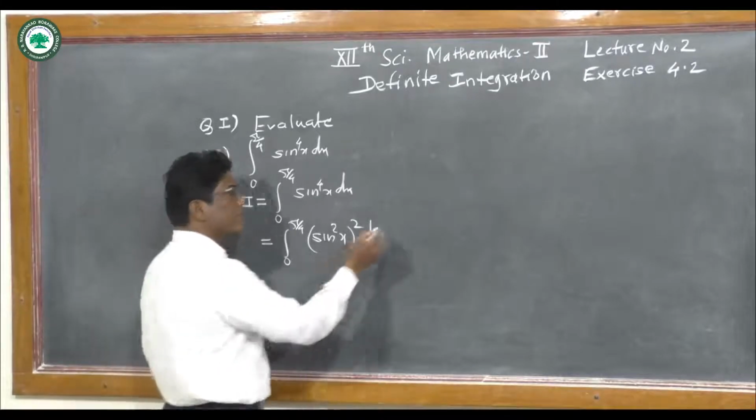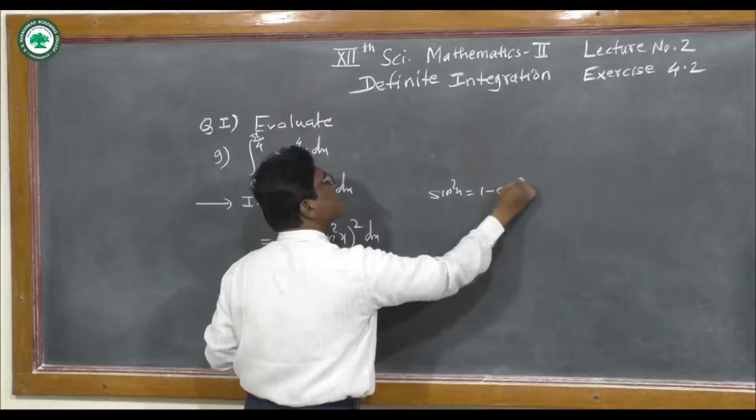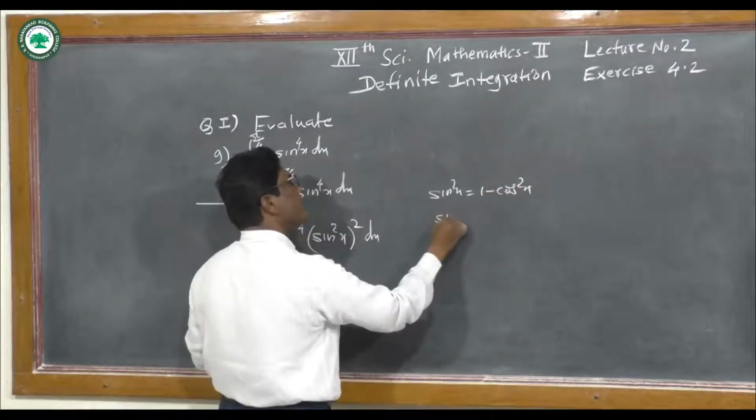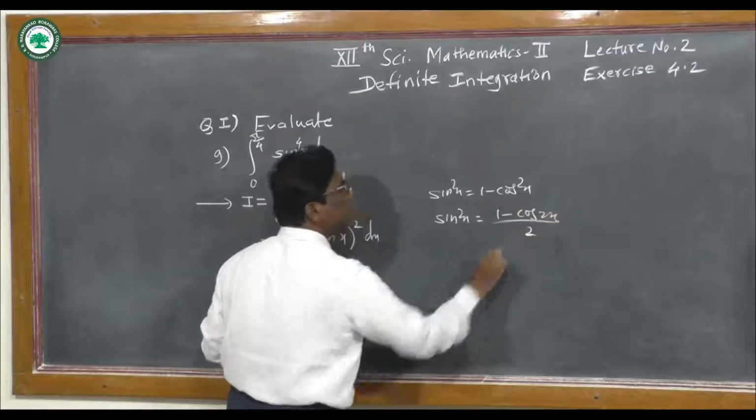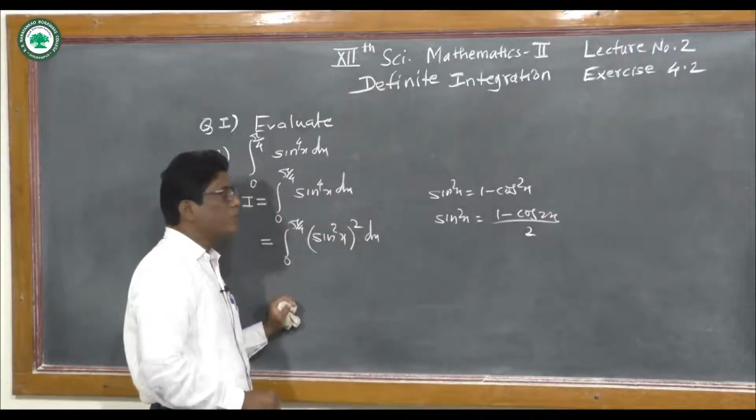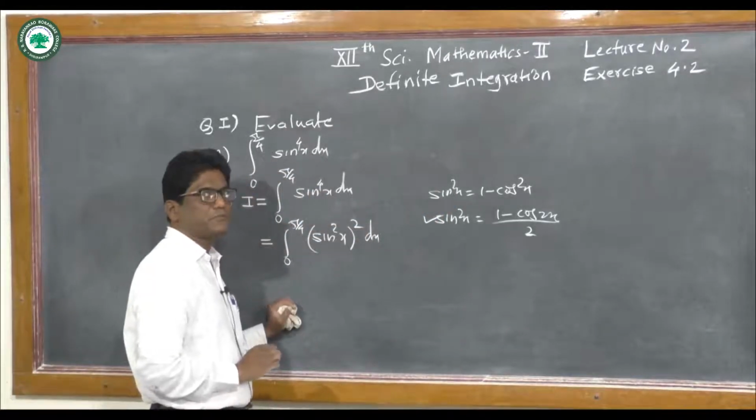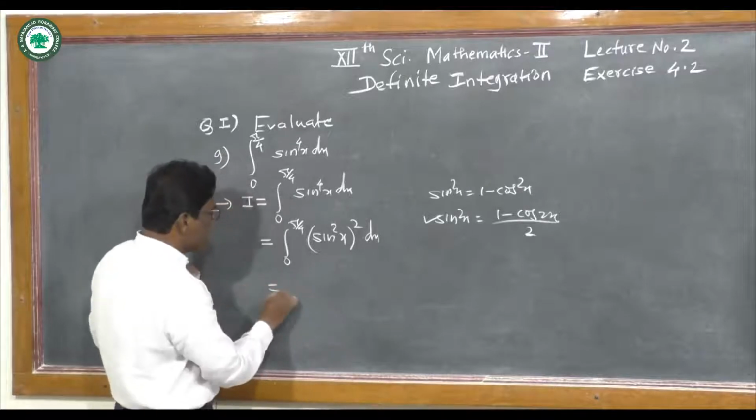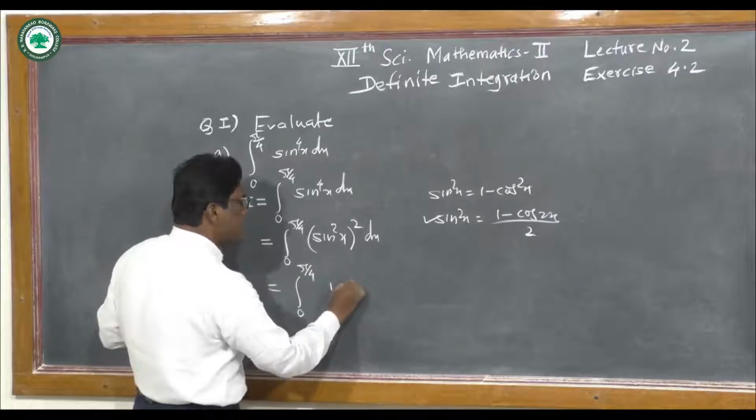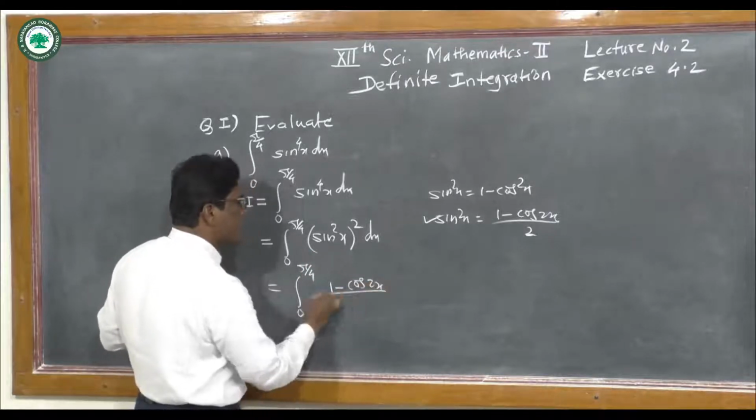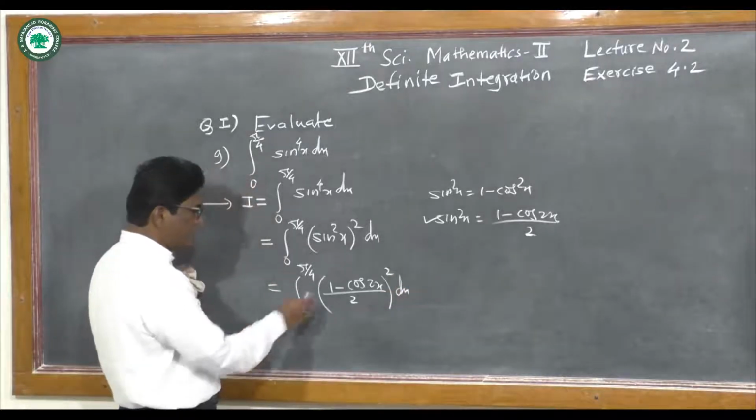Sine square x is 1 minus cos of 2x upon 2. Which value do we put here? We put this value, sine square x is equal to 1 minus cos of 2x upon 2. So it is equal to integration from 0 to pi by 4, 1 minus cos of 2x upon 2 bracket square dx. Now take the square.